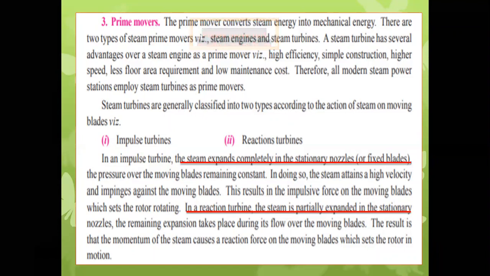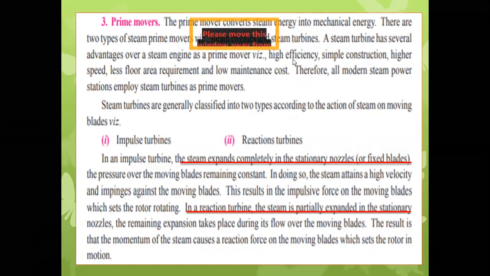Okay, there are two types of steam prime movers, for example steam engines and the steam turbine. In the case of the steam power station, there are two types of prime mover, the steam engine and the steam turbine. Generally we are going to utilize the steam turbine. A steam turbine has several advantages over a steam engine as a prime mover. So that's why we give a higher priority to the steam turbine over a steam engine.